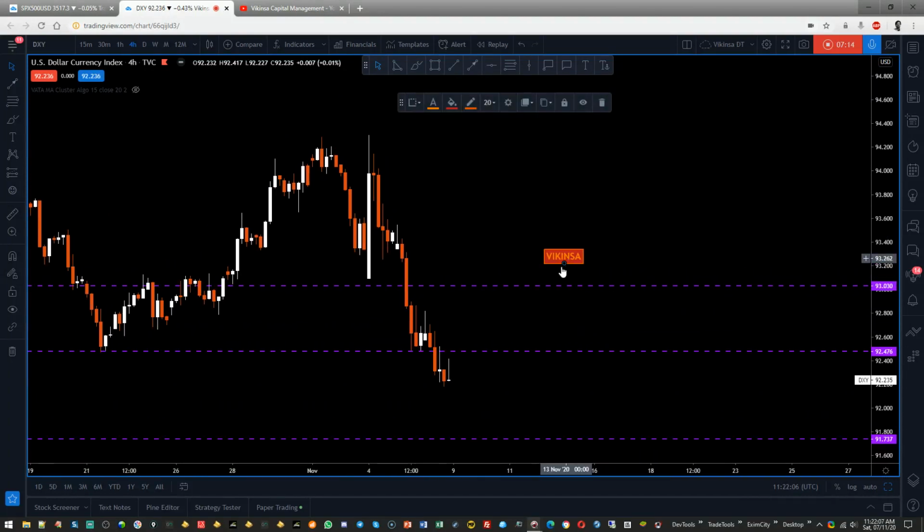Okay, if you're looking for a long, then you must wait for some kind of confirmation here. In our methodology, which is FCP based, the Fibonacci confluence pattern strategy, we have 5 confirmation techniques, and we require at least 2 to be valid. So we'll look for confirmation techniques, and then we'll go for a long into this level or this level.